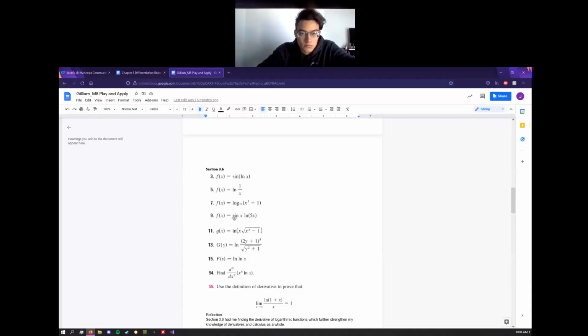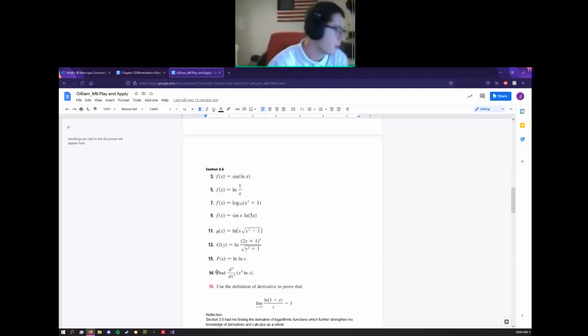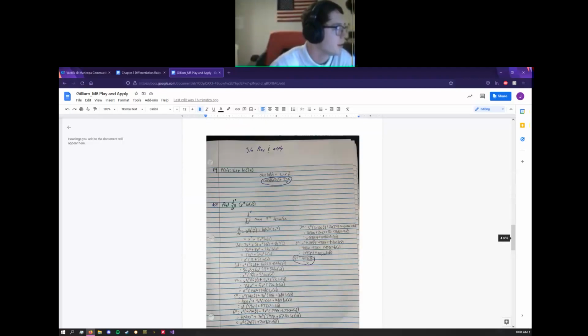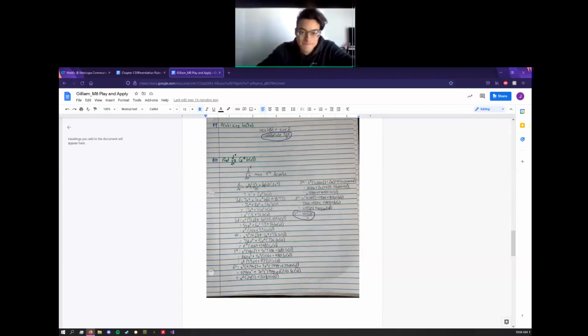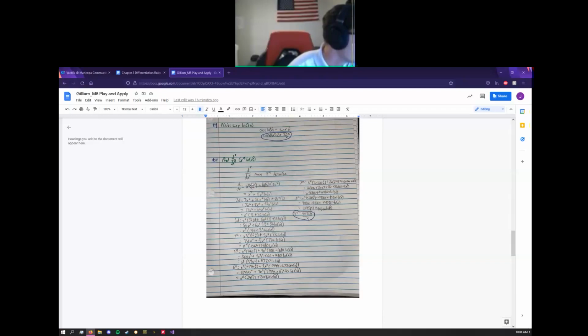For the apply on 3.6, I did 54, finding the 9th derivative of just x to the 8th ln of x. As you can see, it was really frustrating. So, starting it off, just doing the first derivative, it's the product rule. So it's derivative of the first one times the second one, and vice versa.